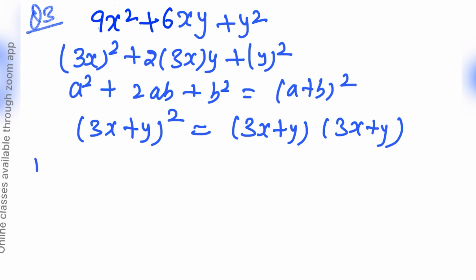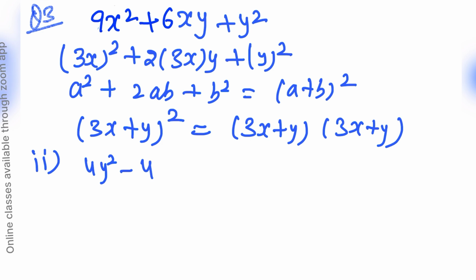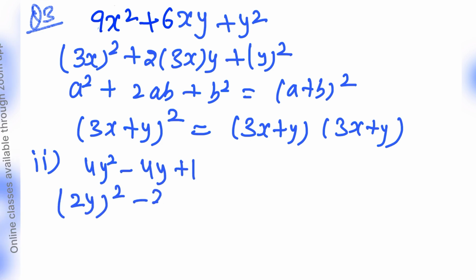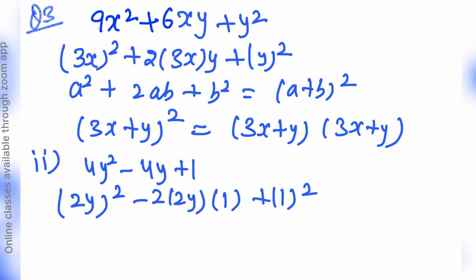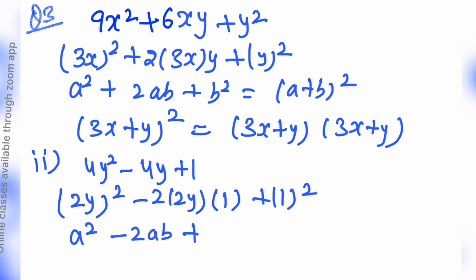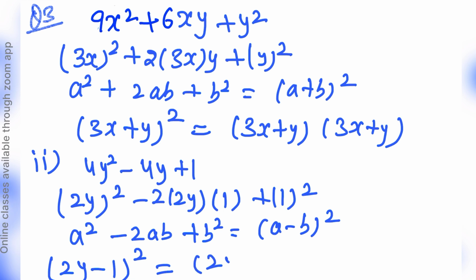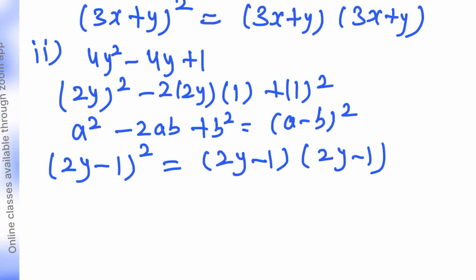This is the factorization. Like the second part is 4y square minus 4y plus 1. So we can rewrite it as (2y) whole square minus 2 into 2y into 1 plus 1 square, because 1 square is 1. This becomes a square minus 2ab plus b square, which is equal to (a minus b) whole square, where a is 2y and b is 1. So (2y minus 1) whole square. Again this is factorization, so we need to write (2y minus 1) into (2y minus 1).